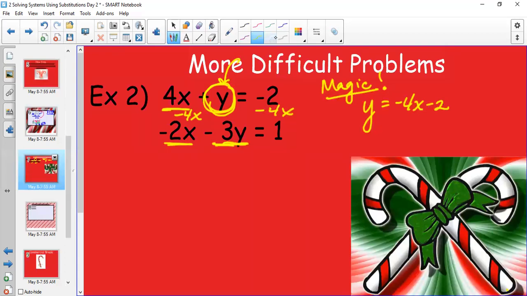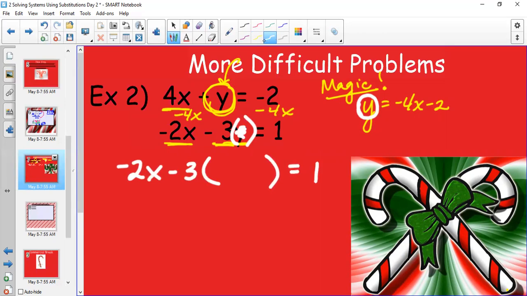Okay, so now that I have y all by itself, I'm going to take out y down below and put in parentheses. So I'm going to rewrite that bottom equation, negative 2x minus 3 parentheses equals 1. And in that parentheses, that's where my magic equation comes into play. Instead of y, I'm going to put in negative 4x minus 2. Okay, so we're going to solve this now.